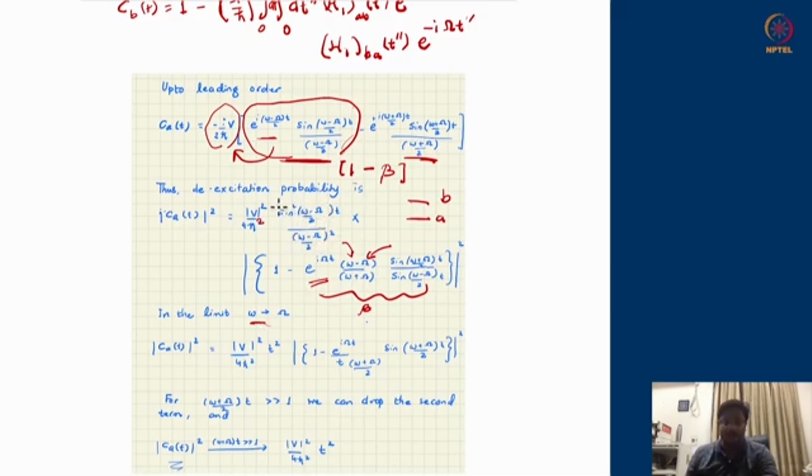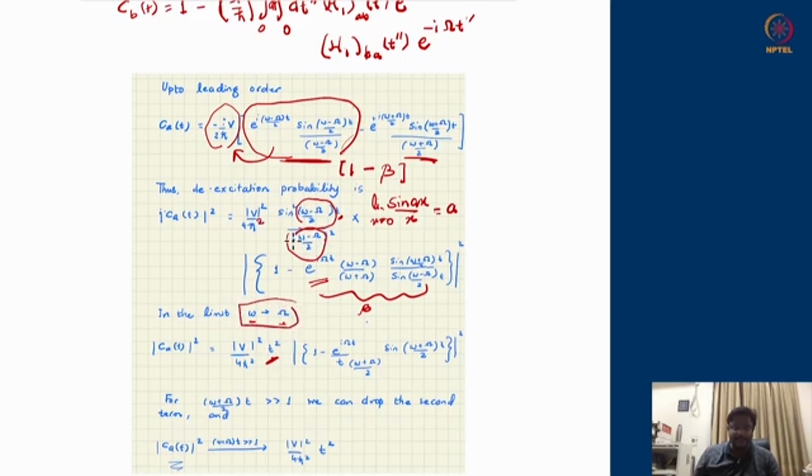But you know from your calculus or algebra that this sinc function, sin ax upon x in the limit x tending to 0, gives you a. So if you identify this part as x, then t will behave as a, and when you take the limit x tending to 0, which is small frequency omega going to capital frequency omega, in that limit the sinc function will become t. In this limit, the outside sinc function will become t and the sinc square function will become t square.